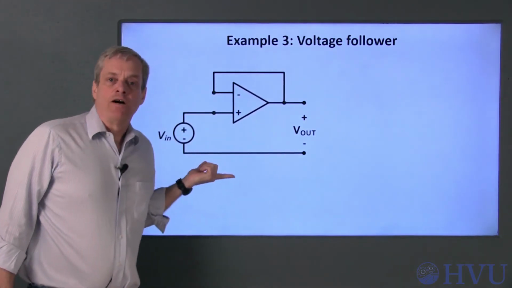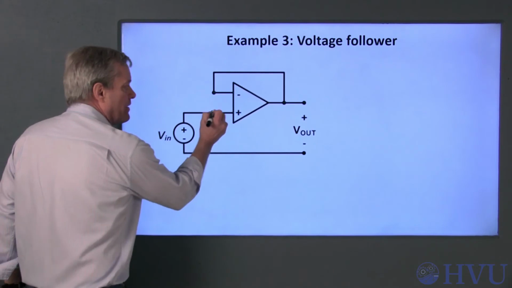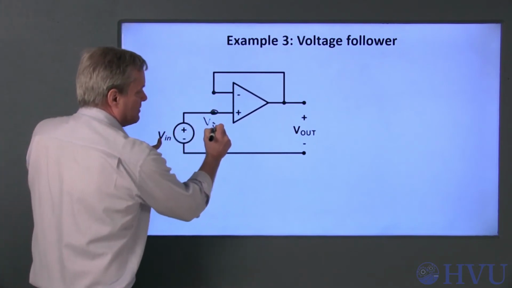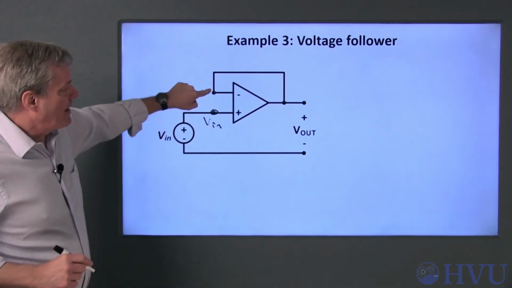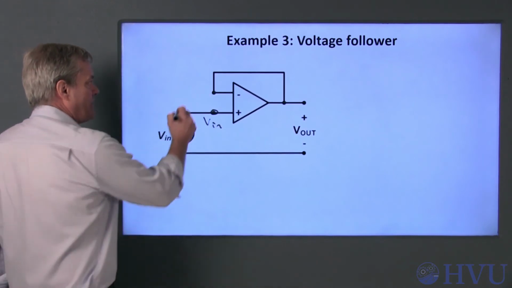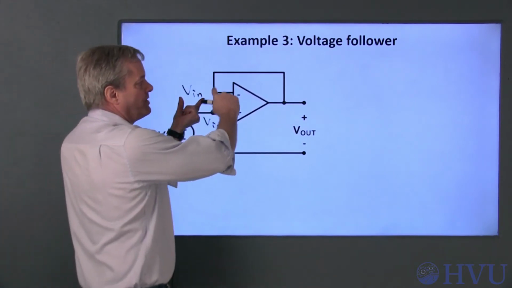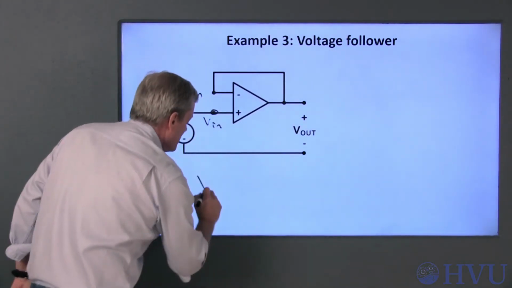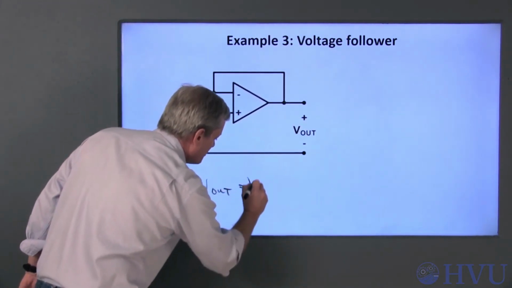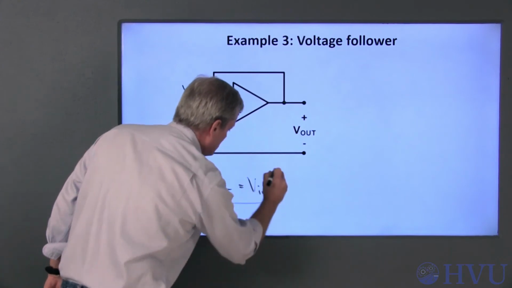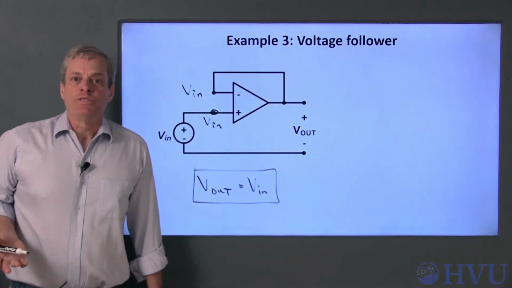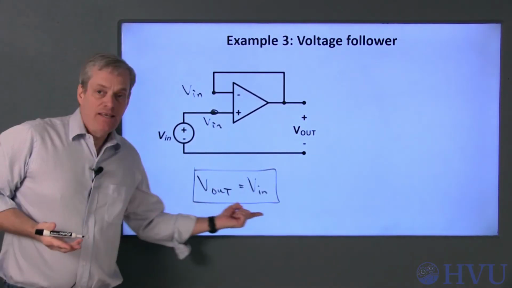Let's write an input-output equation for this circuit. The input voltage is saying that this voltage is Vn. The op-amp says these two voltages are the same, so this is also Vn. There's no voltage difference between this terminal and this terminal, so V out is equal to Vn. The output voltage is simply the same as the input voltage.